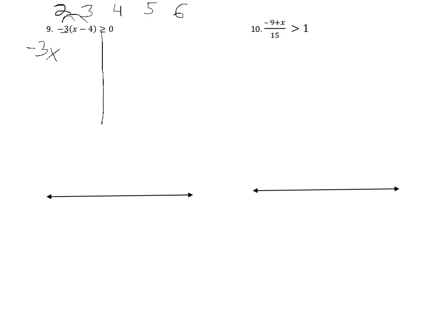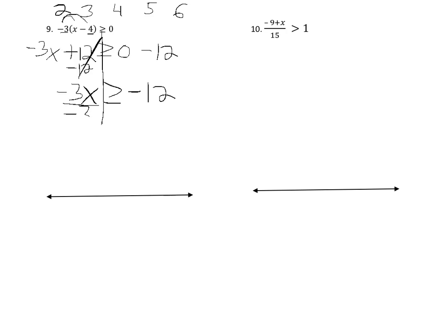So negative 3 times negative 4 is positive 12. So I put plus 12. Then I drop everything else down. Greater than or equal to 0. And once again, just like the last one, we have 2 steps now. We're going to subtract 12 from both sides. So we have negative 3x is greater than or equal to 0 minus 12, which is negative 12. Okay, then the very last step, since it's negative 3 times x, we divide both sides by negative 3.